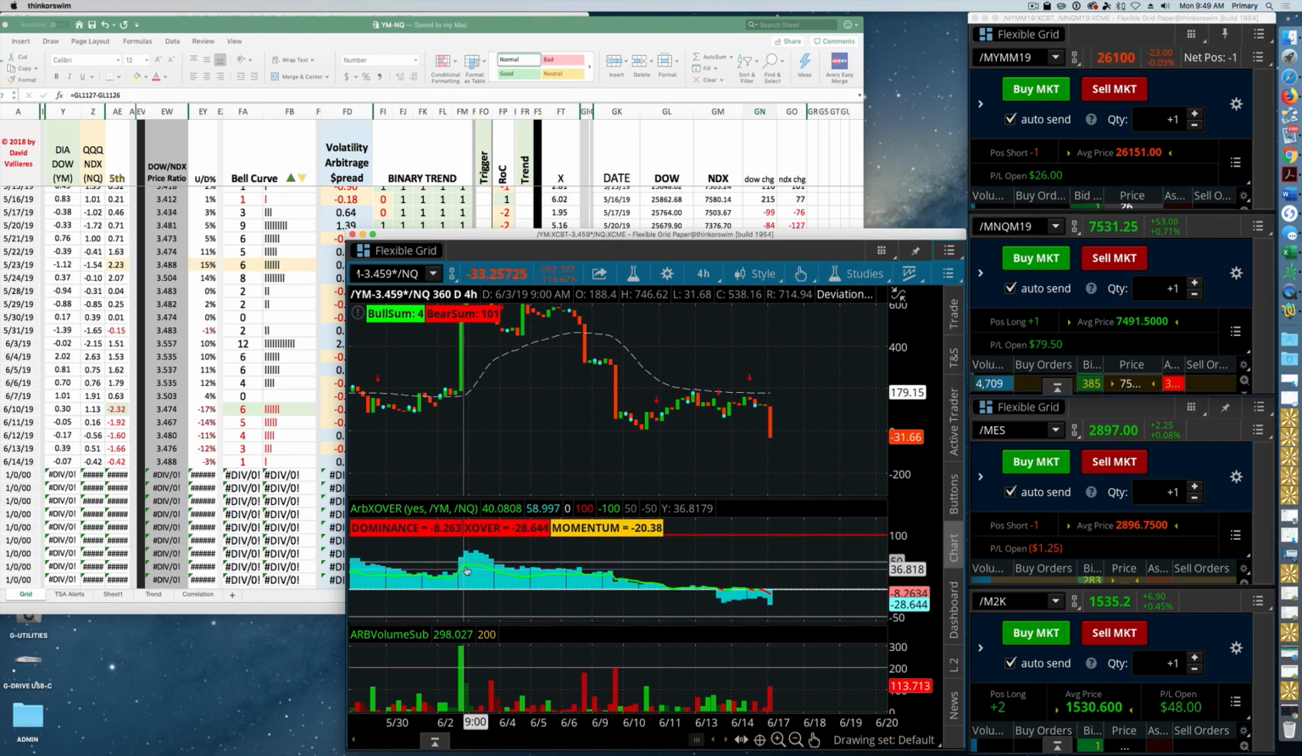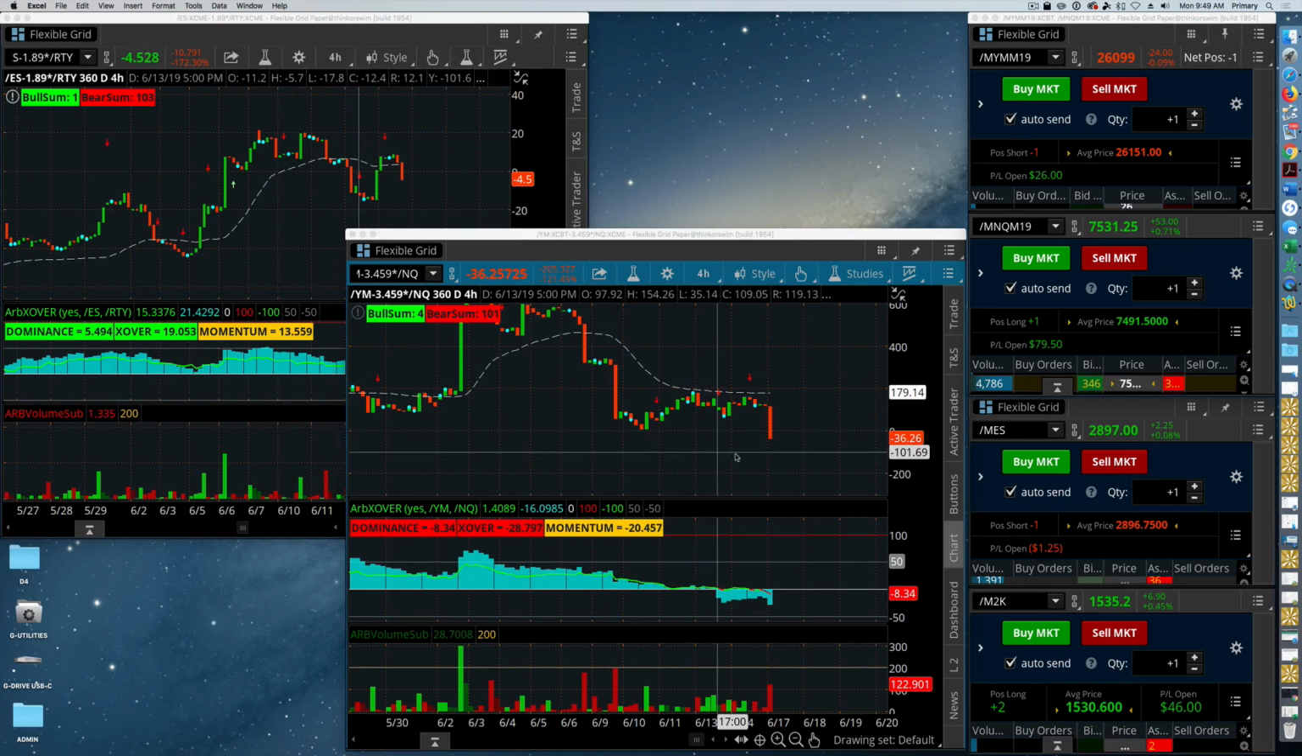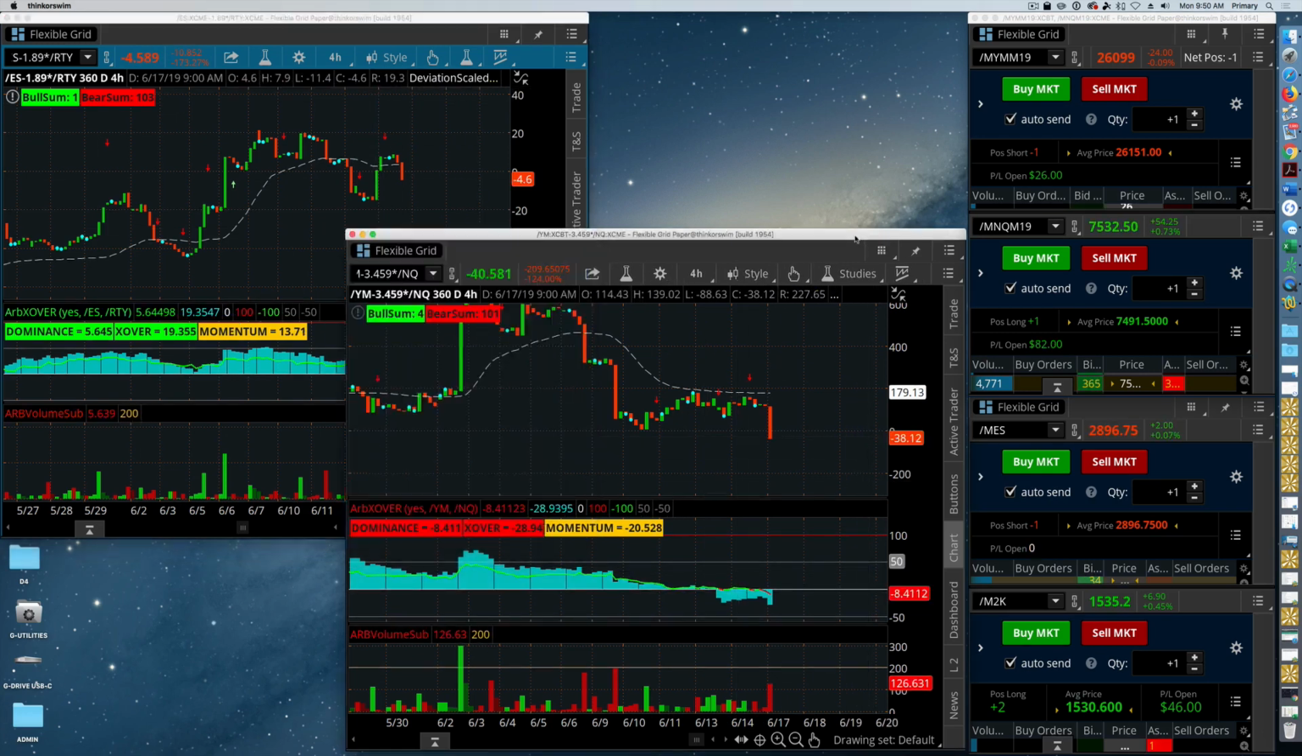YM was dominating over NQ, and as it declined, that means that more and more NQ is dominating over YM. We've done this now for both of the YM and NQ and the ES RTY spread. We've taken positions. We're up nicely. Now these are the micros. We did this on a 4-hour chart.